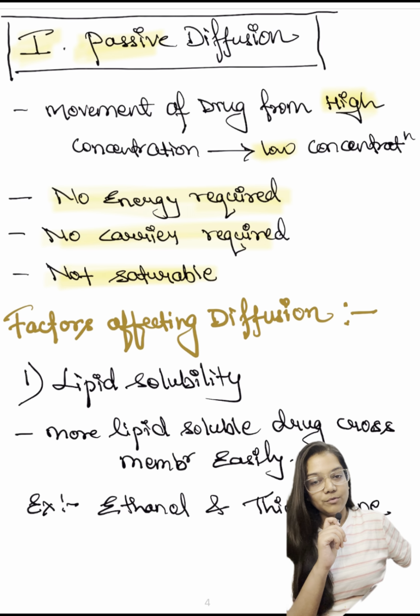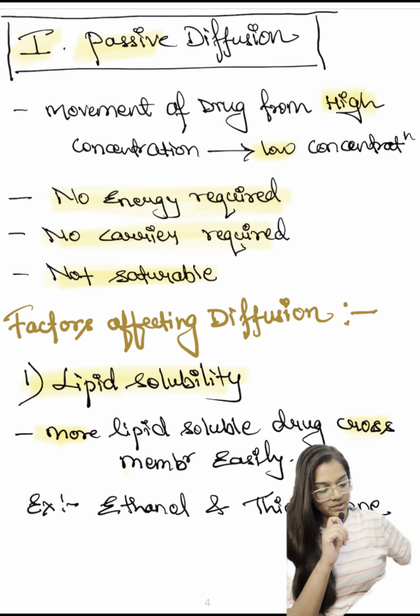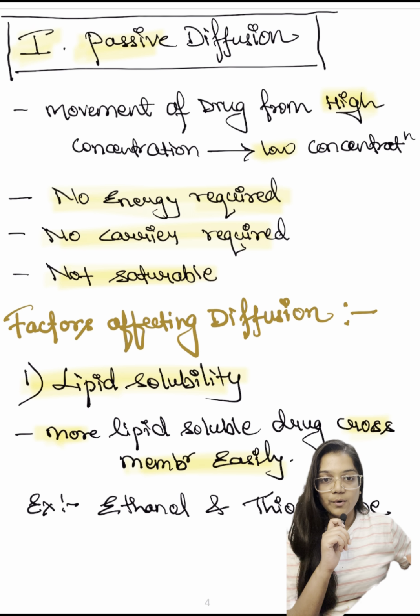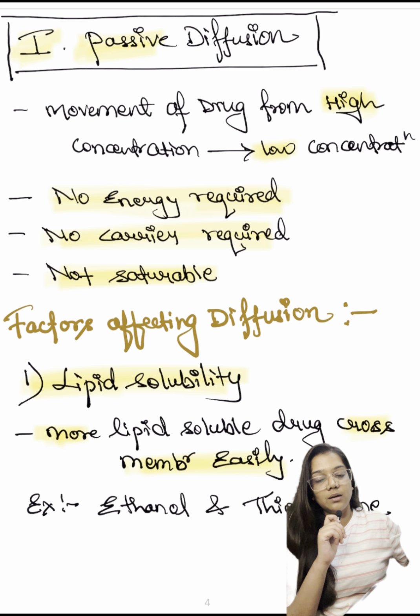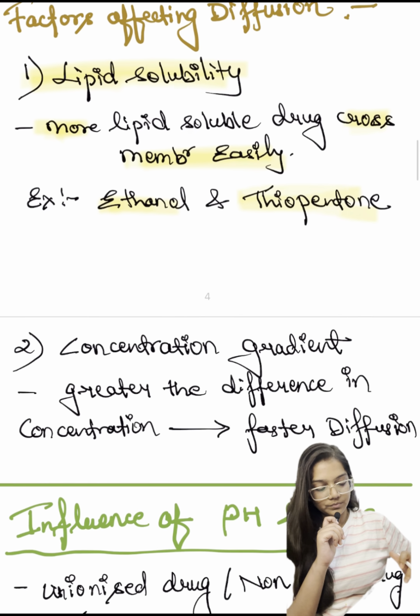The factors which affect the diffusion process: the first is lipid solubility. Means the more the drug is lipid soluble, the more easily it will cross the membrane, because the membrane is made up of lipid bilayer, that's why lipid soluble drugs easily get carried through the membrane. Examples are ethanol and thiopentone.